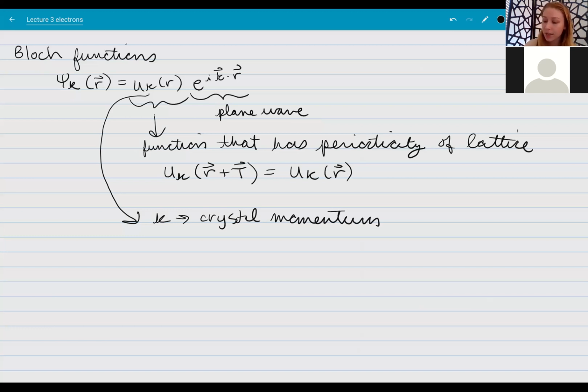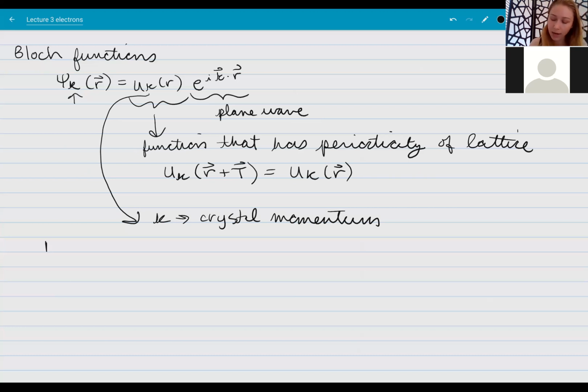Every Bloch function is labeled by a crystal momentum, and let me discuss some attributes and implications of the crystal momentum. The first two things that I'll say are mathematical things. The next two things I'll say are physical interpretations.